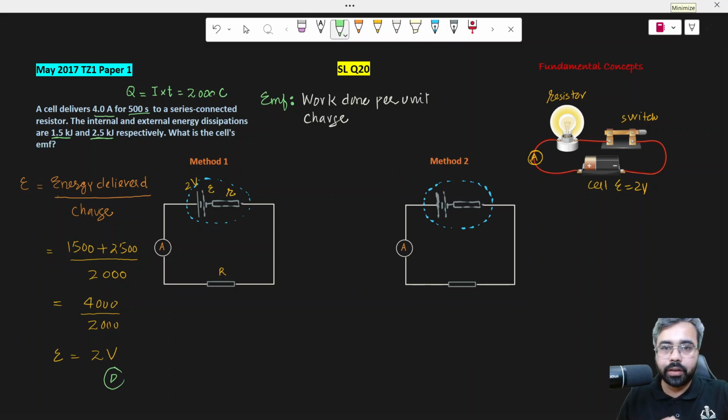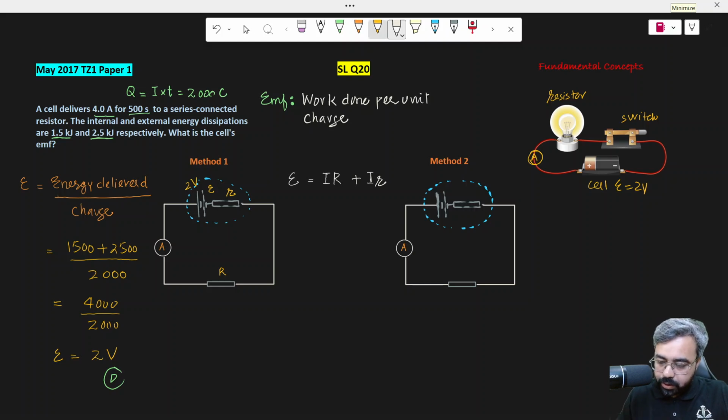Now let's talk about method 2. Let's start from the law of conservation of energy. You know that the cell is the main component that is delivering energy to the circuit, and the external and internal resistors are the ones which are dissipating and consuming energy. So if you follow the law of conservation of energy, after a few steps, you will see that the EMF of a circuit can be written as the potential difference across the external resistance plus the potential difference across the internal resistance. And I'm sure you already know this equation.